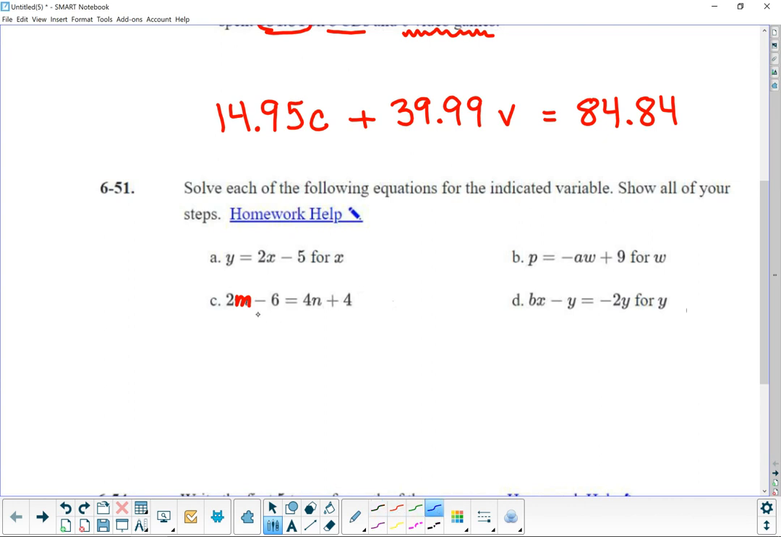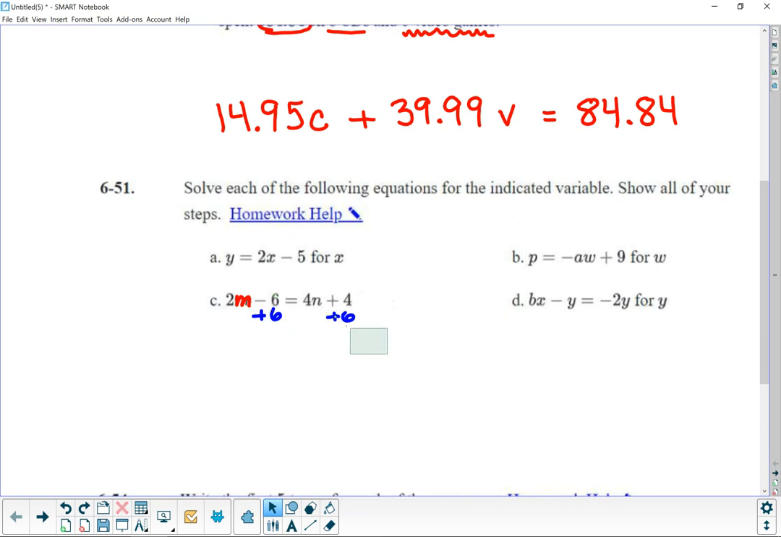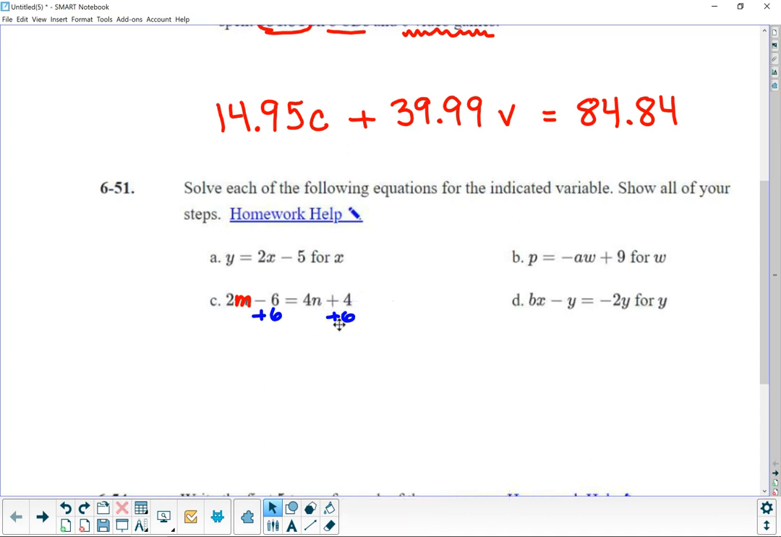So I'm going to start with plus 6 and plus 6. And this 6 is going to go underneath the plus 4 because these are both numbers. I can put it underneath the 4N, but it doesn't do us any good, because 4N plus 6 doesn't do anything. They're not the same terms. But 4 and 6 you can put together. So that's why we're going to put it there.